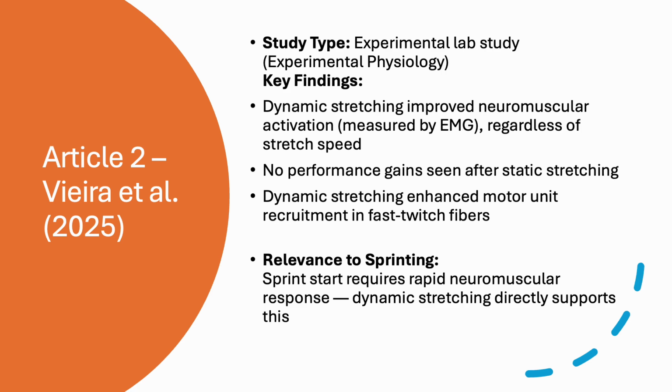The second article was an experimental lab study. It found that dynamic stretching improves neuromuscular activation measured by an EMG, regardless of stretch speed. There were no performance gains seen after static stretching, and dynamic stretching enhances motor unit recruitment and fast twitch fibers. So the relevance to sprinting is that sprint starts require rapid neuromuscular response, and dynamic stretching directly supports this.